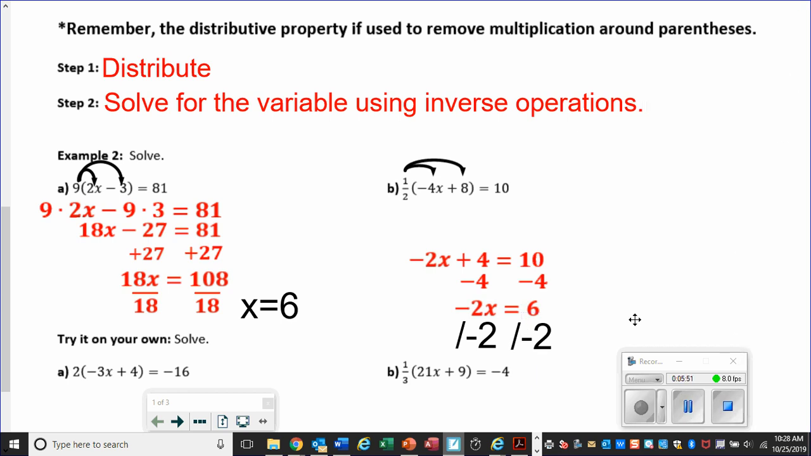So we're going to divide by negative 2. Divide both sides by negative 2, so I get x equals negative 3 as my final answer. And I can always check it by plugging it back in for the x here and simplifying.